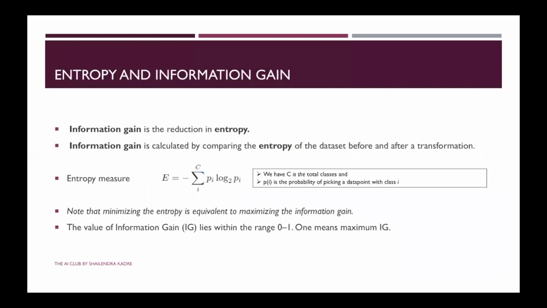Now, we will come to the mathematical concept of entropy and information gain and see what the formulas are for this. So, information gain is the reduction in entropy.